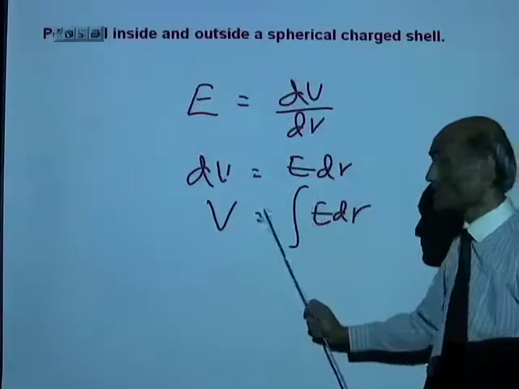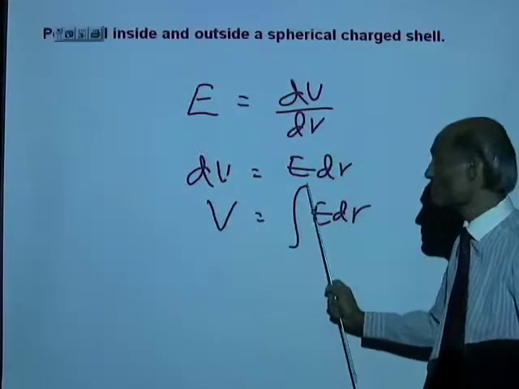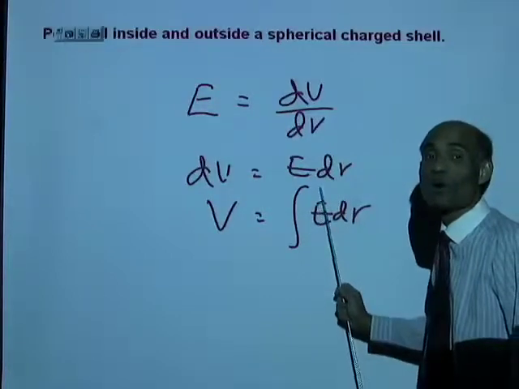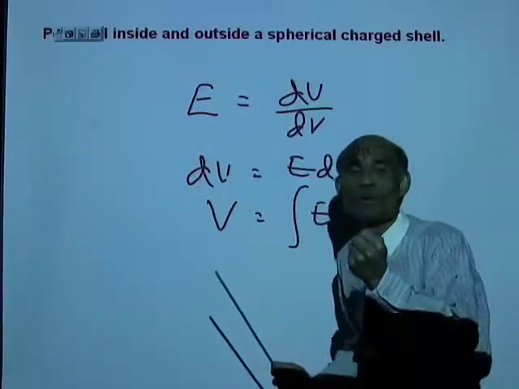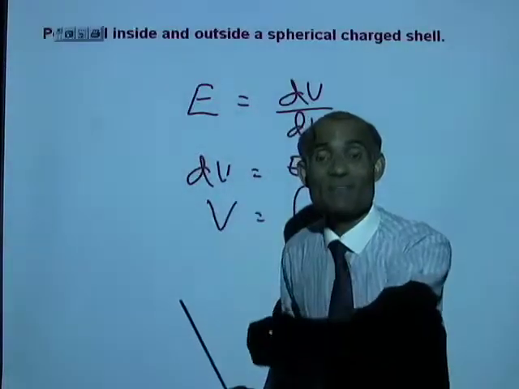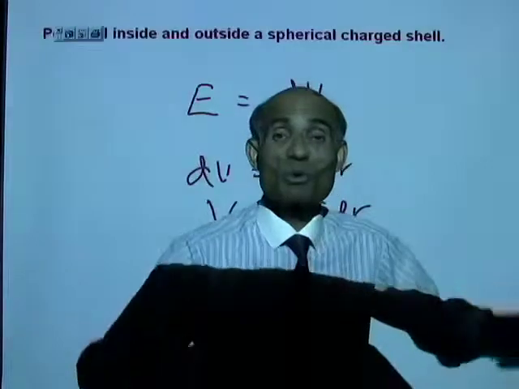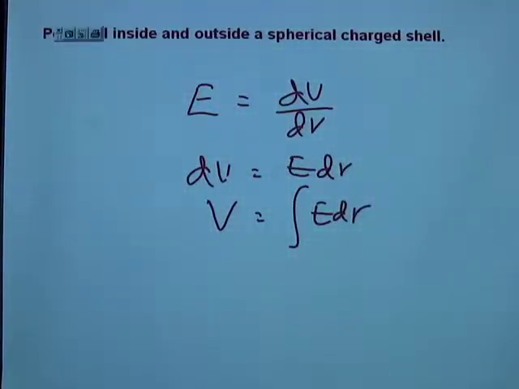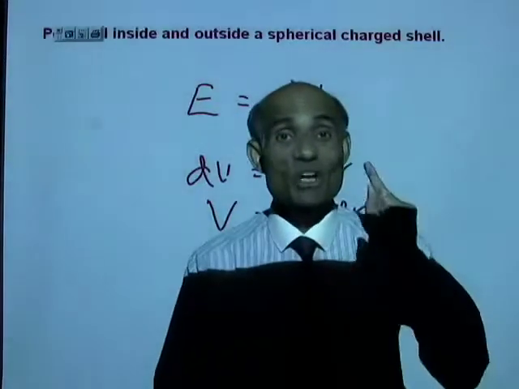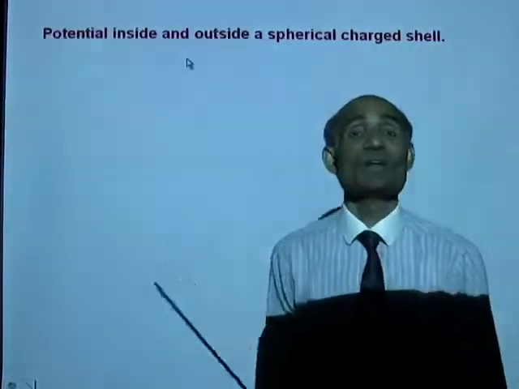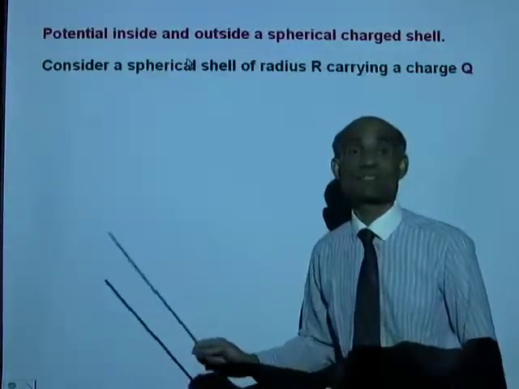Now in the same way, if you use integration, V equal to integral E dr. E is 0. What is the integral of 0? If you integrate 0, what do you get? A constant. So what is the electric potential inside a charged shell? Well, the electric potential inside a charged shell is a constant. In other words, everywhere inside the shell, the potential will remain a constant.